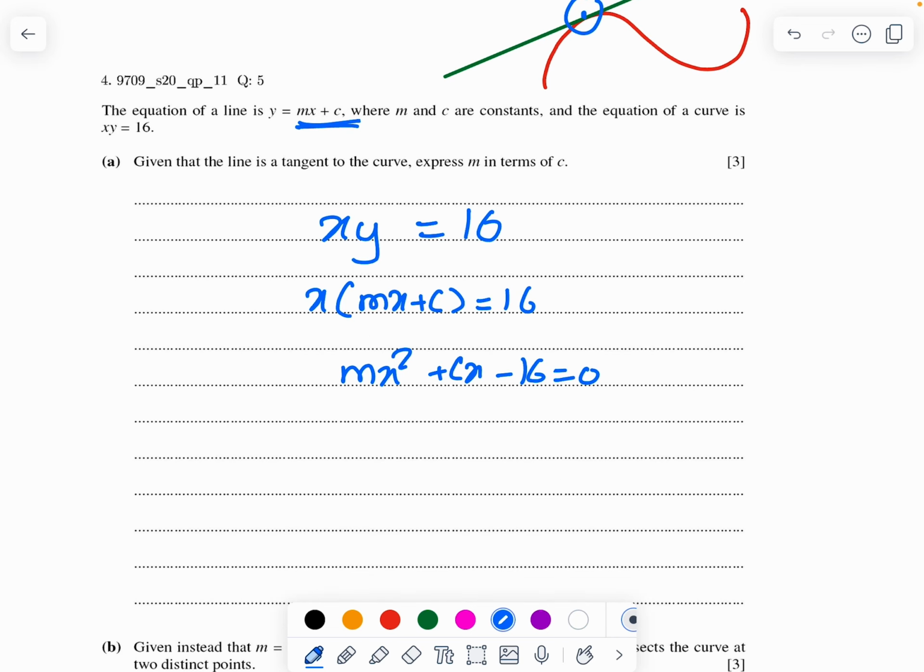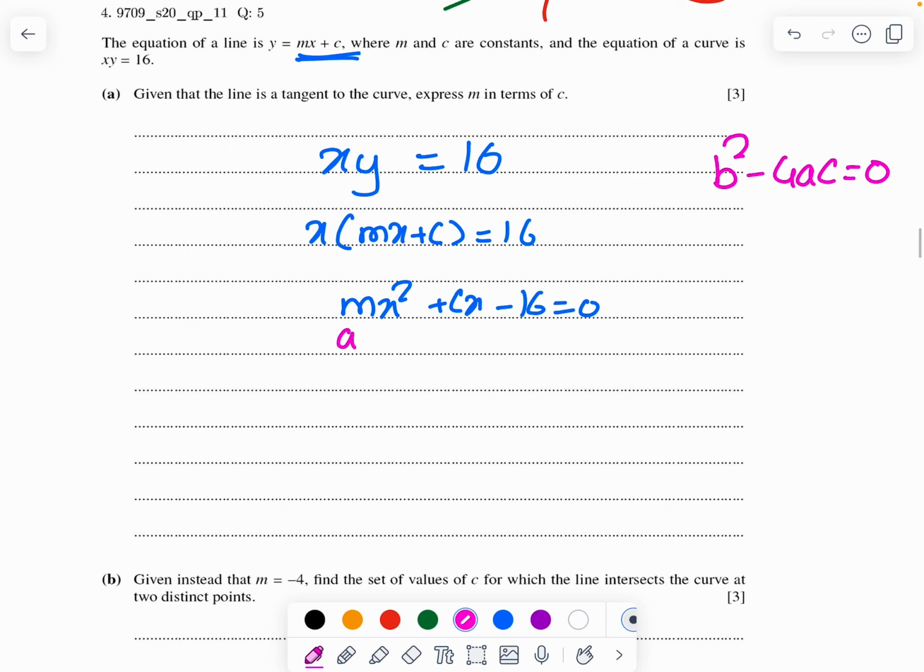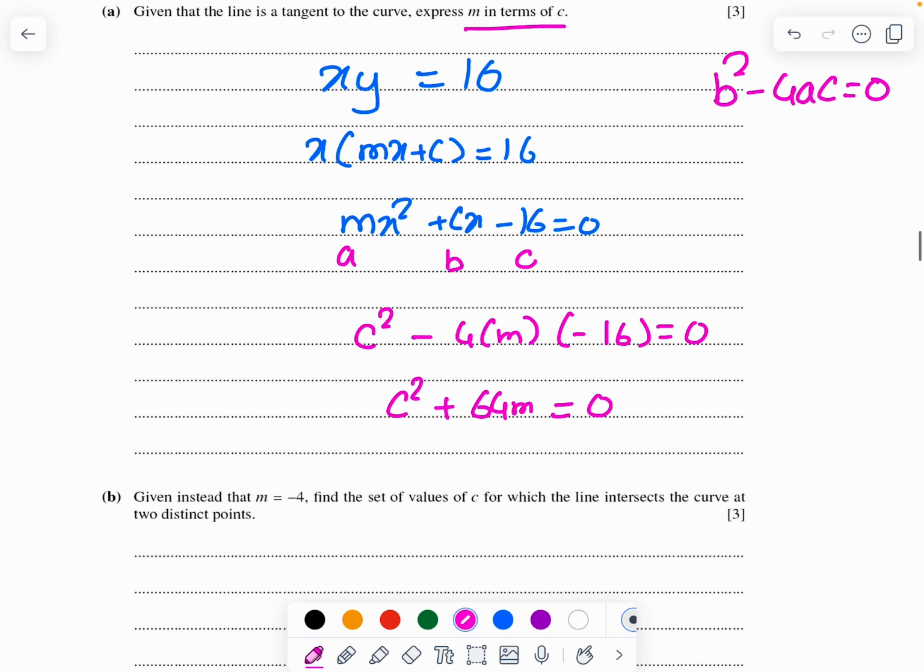It will intersect at only one point. Just like in the previous sum, if it is intersecting at only one point, discriminant should be equals to 0. This is A, this is B, this is C. So see that C is negative 16. So B square, c square minus 4 times m times negative 16 equals to 0. c square plus 64m equals to 0. Given that, express m in terms of c. So 64m equals to negative c square, m equals to negative c square upon 64.